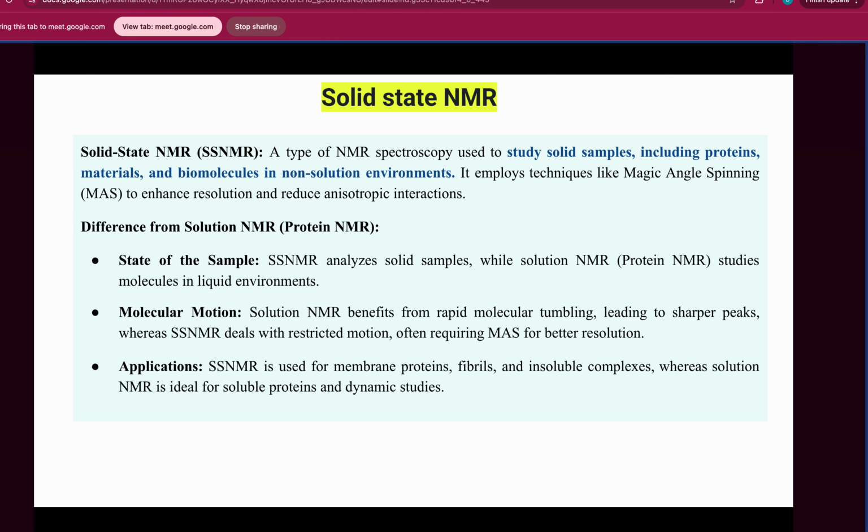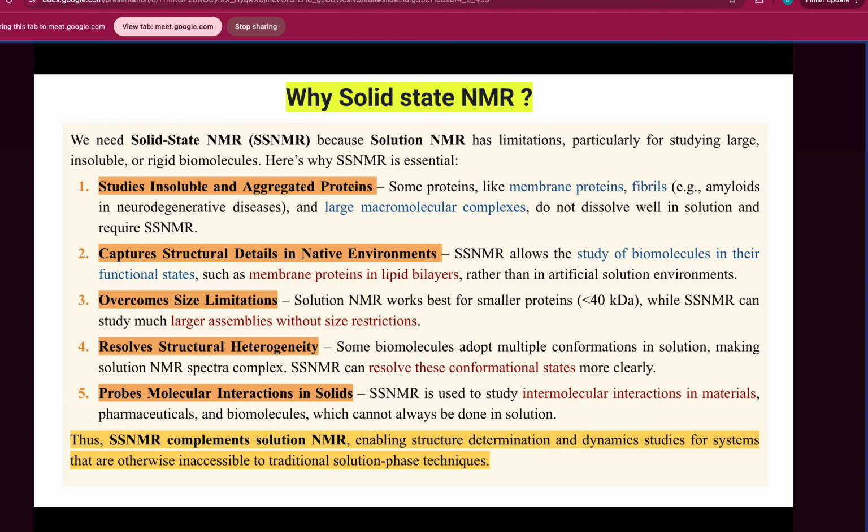Another thing is that there are certain proteins which are insoluble. For that case, we require solid state NMR. The slides tell you why we should perform solid state NMR. If proteins are insoluble or aggregated, then we perform solid state. If we want to look at structural details, as I have talked about with membrane proteins and lipid bilayers. It also overcomes the size limitations, because solution NMR is limited to smaller proteins, and in this case we can use as large a protein as possible. It also resolves structural heterogeneity, that means when the protein lies in different conformational states, all those states can be captured. And molecular interactions can also be studied in solids using solid state NMR.